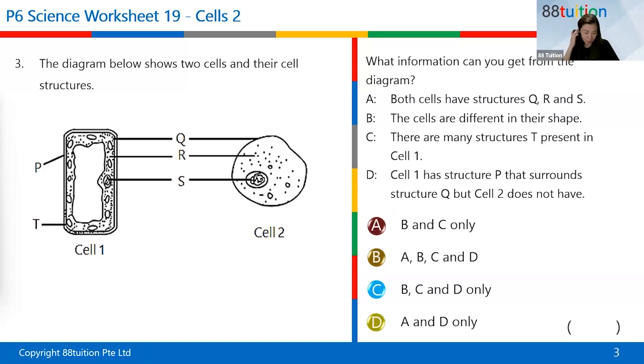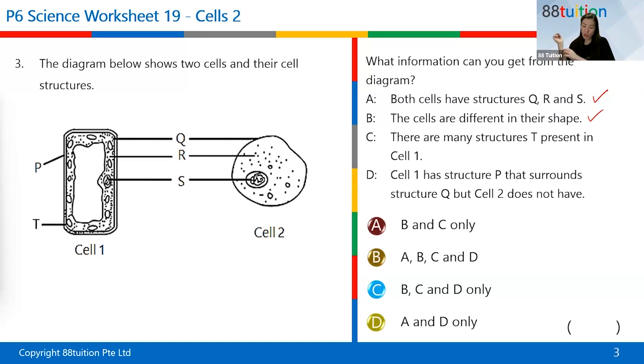Question 3. We have 2 cells here and their cell structures. What information can you get from these 2 diagrams for cell 1 and cell 2? Let's look at the first statement. Both cells have structures Q and S. Yes, correct. Because it's labeling what? It's labeling for us. So the cells are different in their shape. It's true, isn't it?